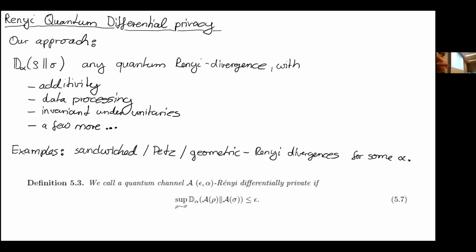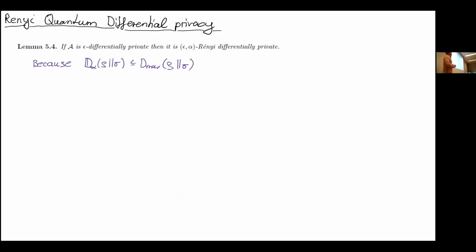And of course, after defining this, one needs to check that this actually has all the nice properties of classical Rényi differential privacy in order for it to be as useful as the standard version. The first one is to show that epsilon differential privacy should always imply this Rényi differential privacy. This is actually quite easy to see because every Rényi divergence that fulfills the list of properties that I showed earlier is upper bounded by the max relative entropy. That's maybe not a completely trivial statement, but you can quite easily show this. And this means that an epsilon differentially private algorithm is also always epsilon alpha Rényi differentially private.